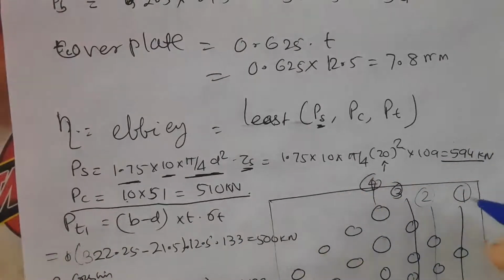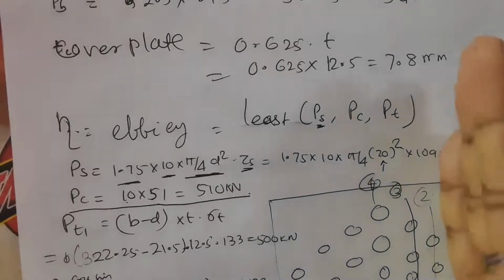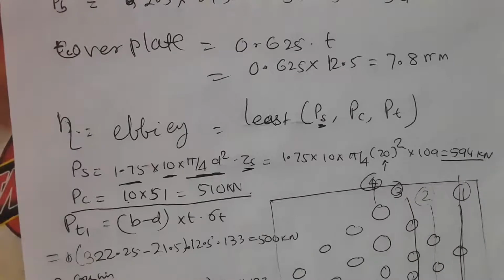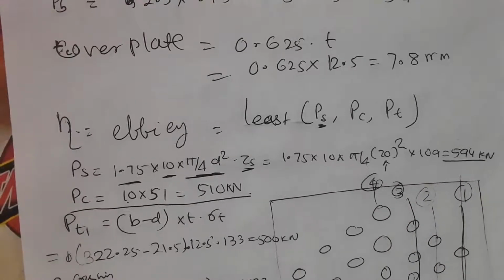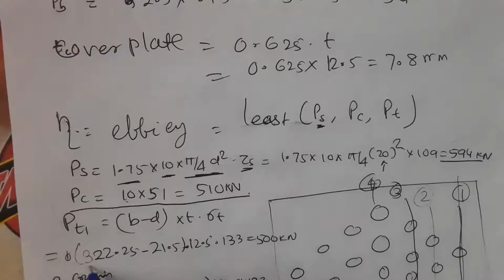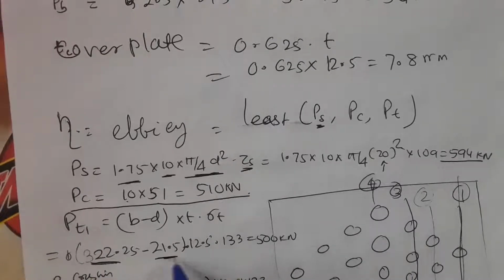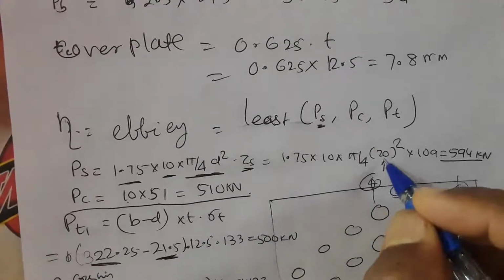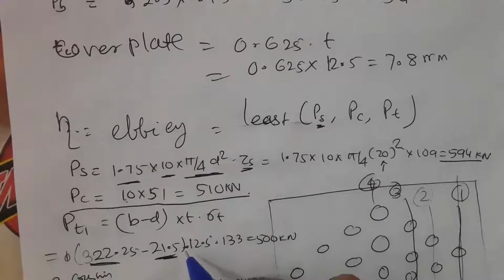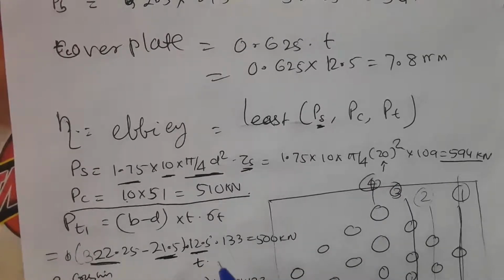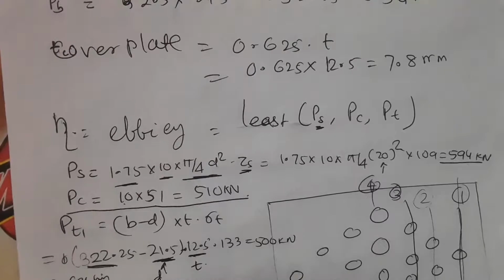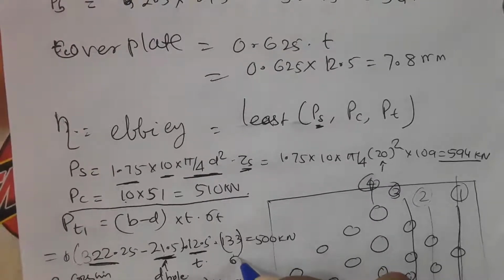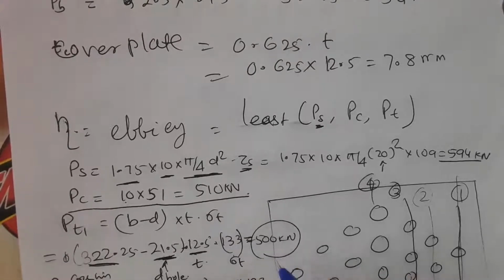Then we have to consider the tearing failure at this location. The tearing failure: total width minus one hole punctured, so this is one hole, so D minus d, where d is the diameter of the hole. Here it is 20, here it is 21, because this is the hole diameter, this is the rivet diameter. So into the thickness, and this is the diameter of the hole, and this is the sigma T, and it is coming out to 500.